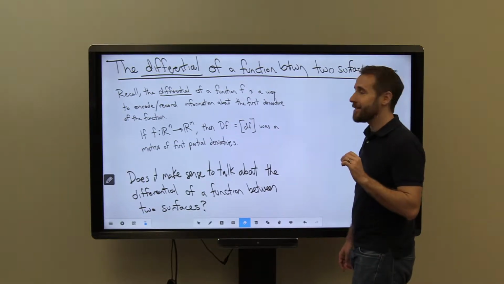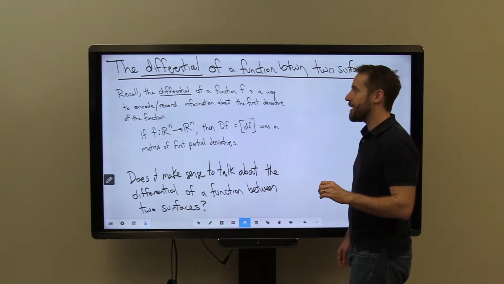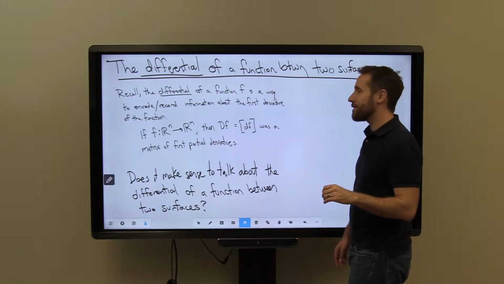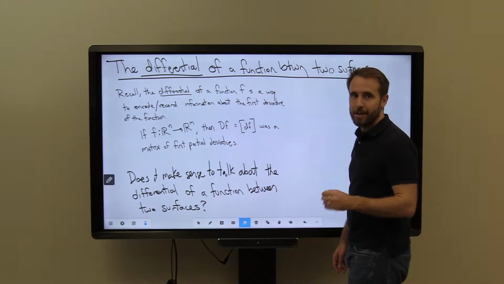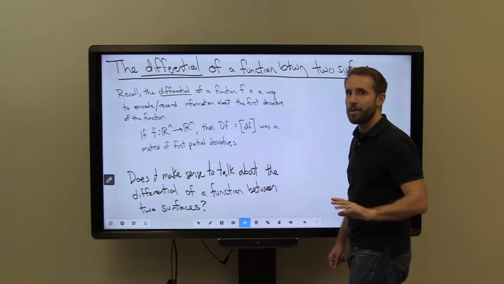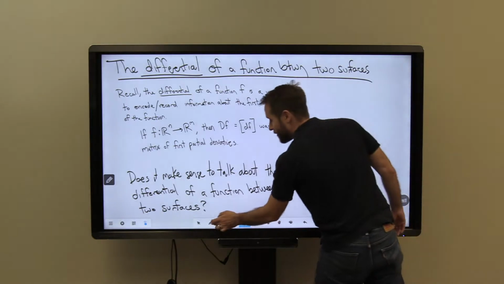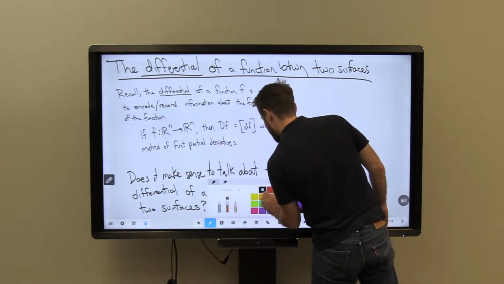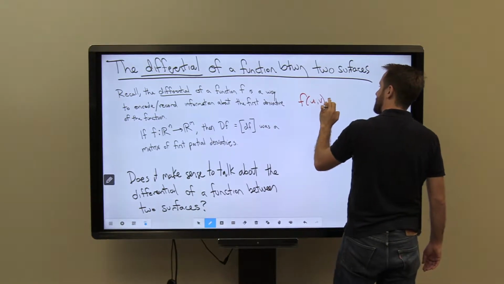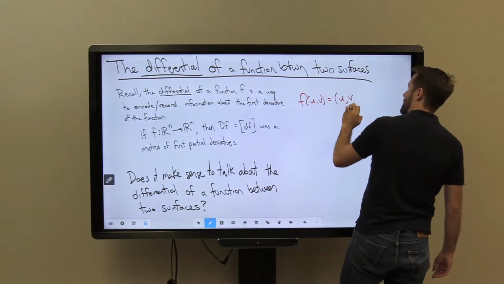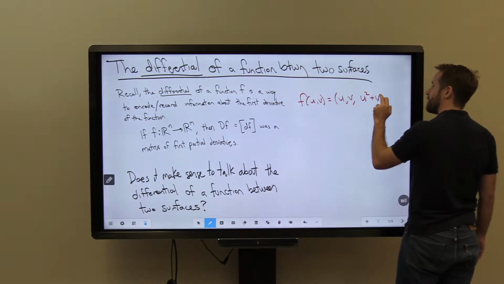So if f is a function from Rn to Rm, then this would be an m by n matrix, and each row in the matrix would correspond to a gradient, to use a little bit of Calc 3 language. So we would end up with this. Let's do an example. If we had a function f of u comma v equals u comma v comma u squared plus v squared.